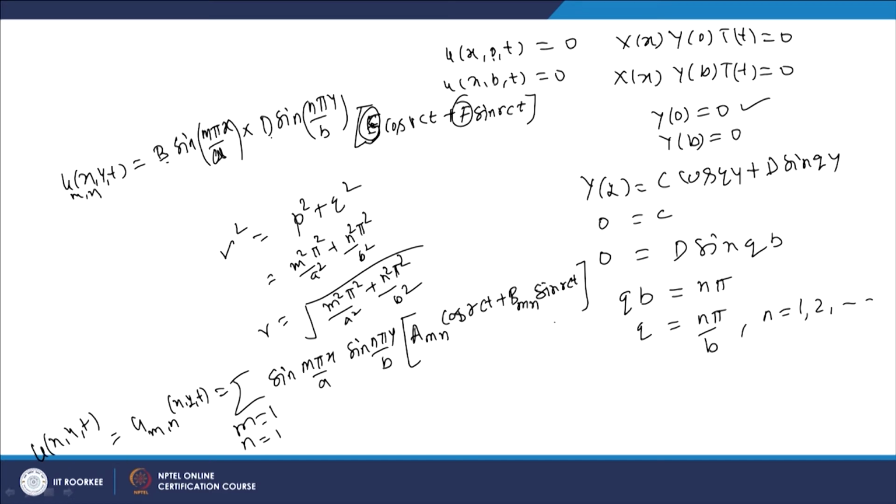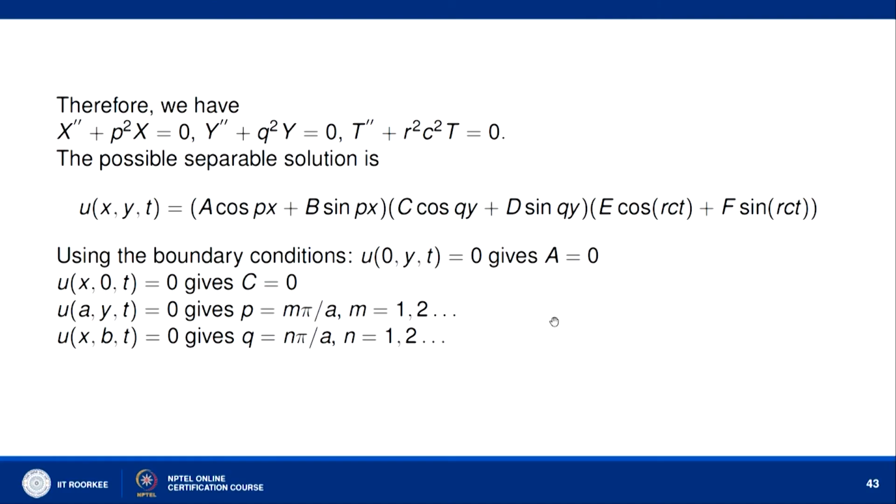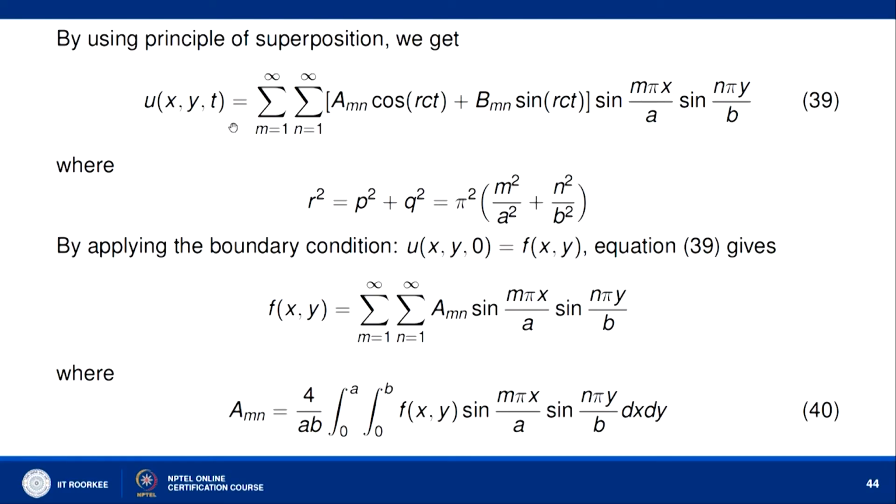So using the principle of superposition, your solution is given as u(x,y,t) = sum over m equal to 1 to infinity, n equal to 1 to infinity, of [a_mn cos(rct) + b_mn sin(rct)] sin(m pi x/a) sin(n pi y/b), as we have pointed out. Here the value of r squared is p squared plus q squared, that is pi squared m squared upon a squared plus n squared upon b squared. But still in equation number 39 we have two unknowns, that is a_mn and b_mn. Now to find a_mn and b_mn we will use the initial conditions.